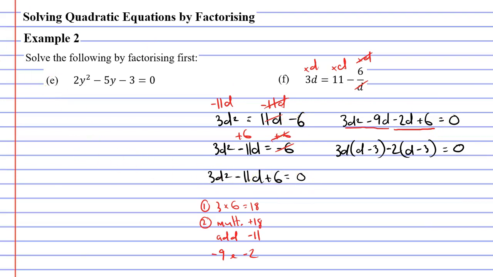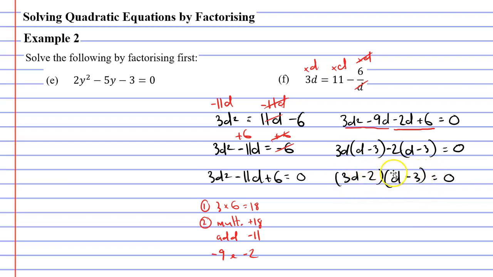Now I've got two brackets exactly the same, which is what I wanted, and I'm going to take these two brackets and put them in one set of brackets as d minus 3. I then take the other two terms, the 3d and the minus 2, and I'm going to put them in the other set of brackets. This will now equal 0. I've done all the hard work. I've factorized my expression. Now I just need to make each set of brackets equal to 0.